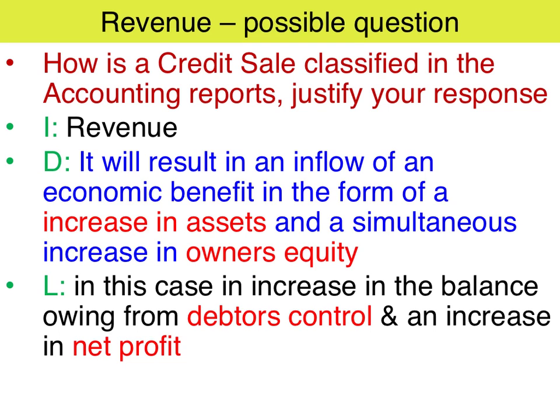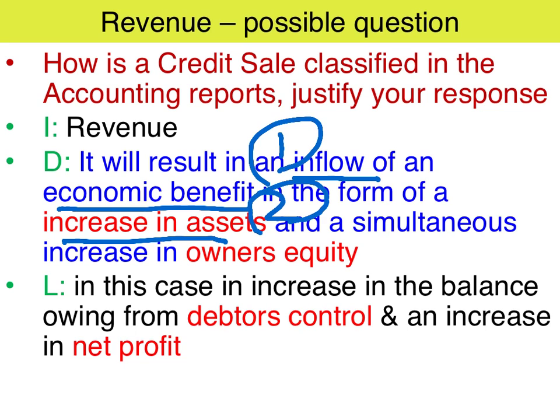So when justifying why a financial item is revenue, make sure you identify the three criteria and link them to the actual scenario. So criteria number one, it will result in an inflow of an economic benefit in the form of an increase in assets and an increase in owner's equity, satisfying all three criteria. In this case, the increase in assets is the debtor's control balance, and the increase in owner's equity is, of course, the net profit, the inflow being ultimately the cash that you will receive from that debtor.